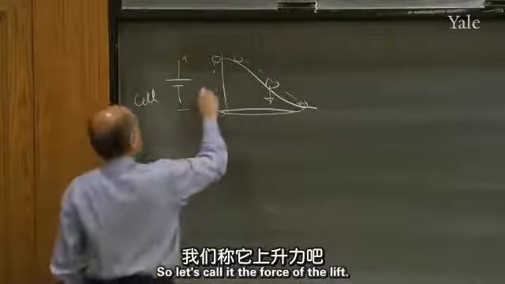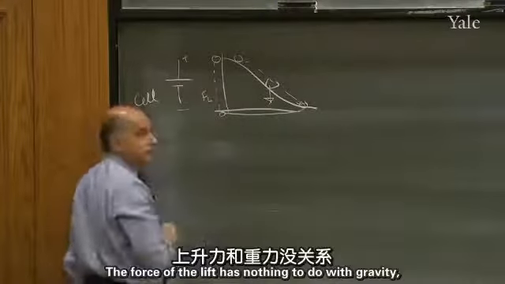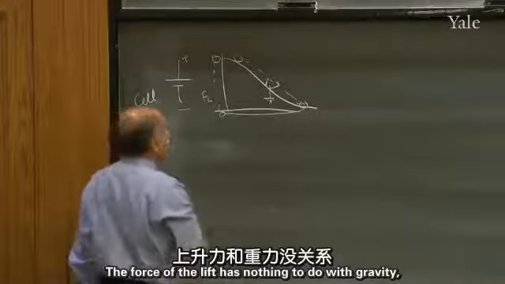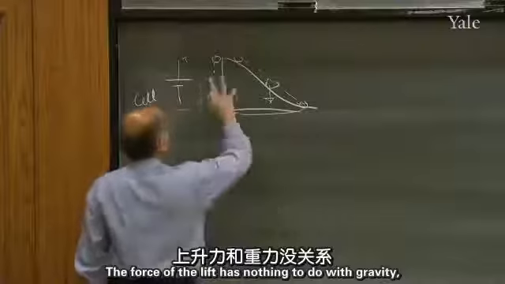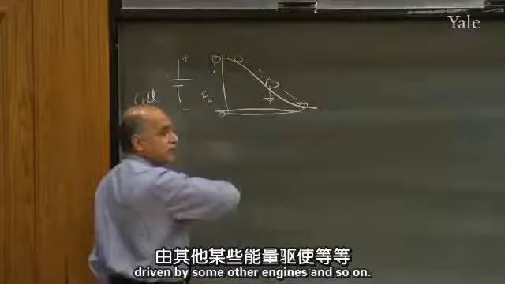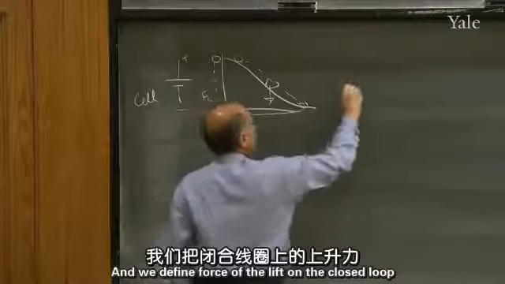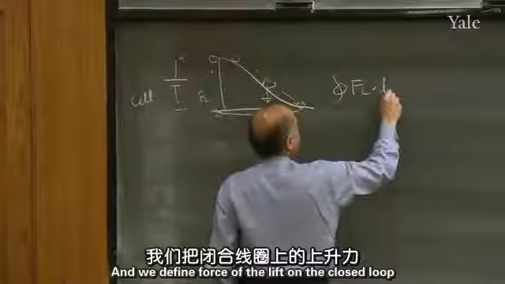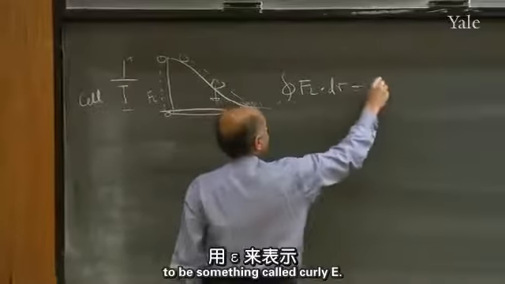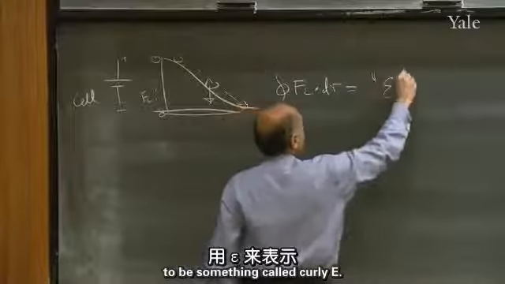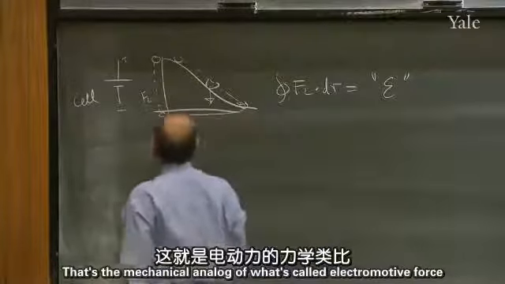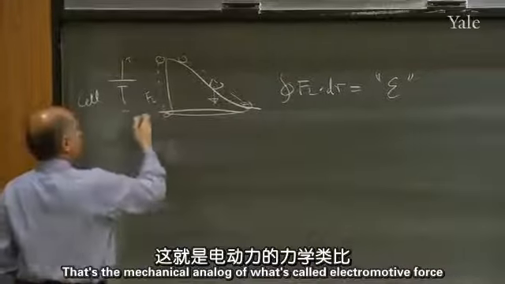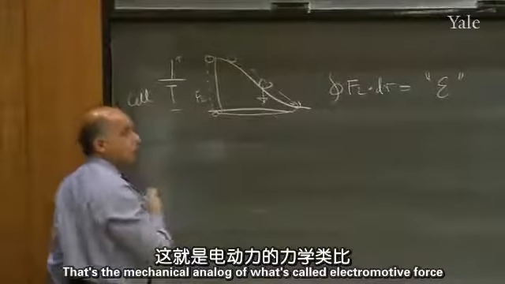So let's call it the force of the lift. The force of the lift has nothing to do with gravity. It's driven by some other engines and so on. And we define the force of the lift on the closed loop to be something called curly E. And that's called, this is a mechanical analog of what's called electromotive force.